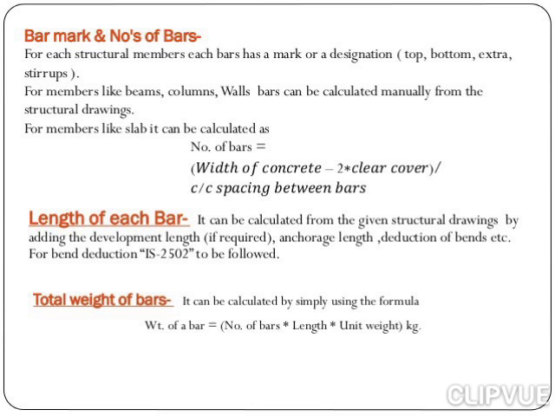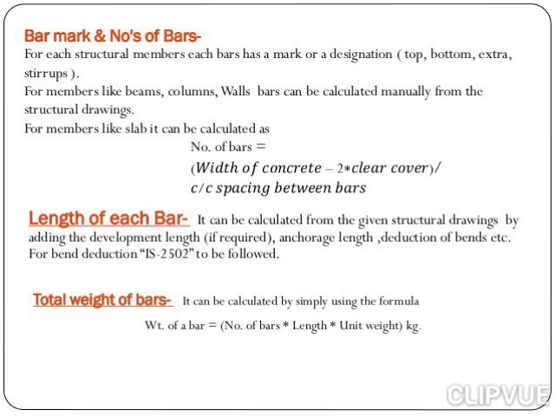Bar mark and the number of bars. For each structural member, each bar has a mark or a designation, that is top, bottom, extra and stirrups. For members like beams, columns, walls, bars can be calculated manually from the structural drawings. For members like slab, it can be calculated as the number of bars is equal to width of concrete minus 2 into clear cover divided by spacing between the bars.